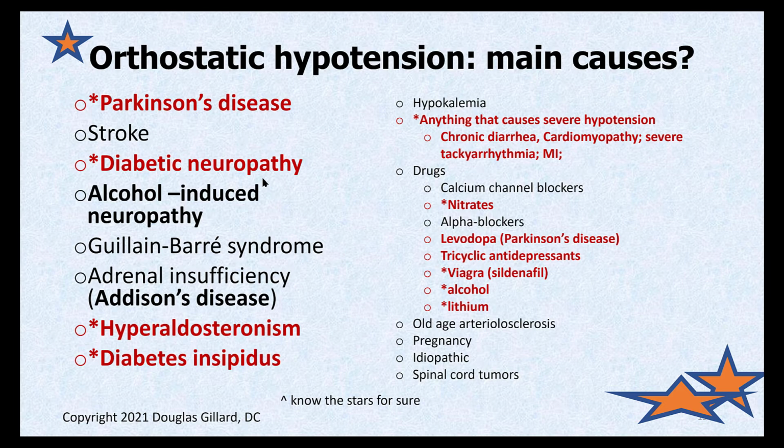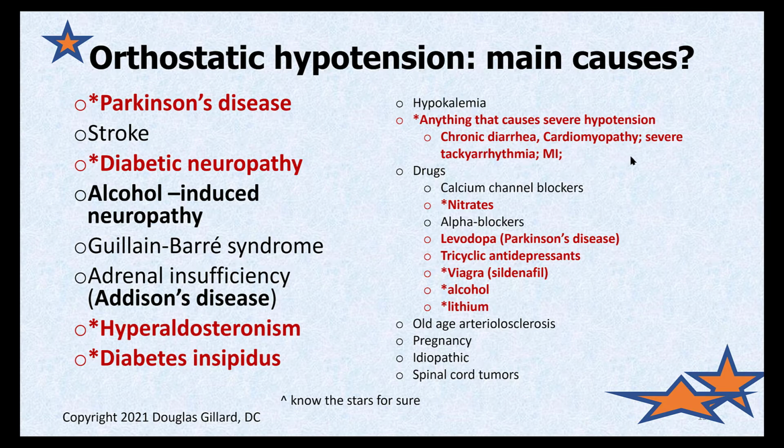That's wrong. It should be hypoaldosteronism, not hyperaldosteronism, because anything that causes hypotension can do this. And hypoaldosteronism, so make that correction there on the slide, whatever that is, 13. Diabetes insipidus is what we're talking about. Anything that causes severe hypotension, as we said.